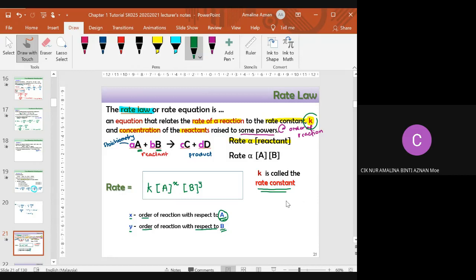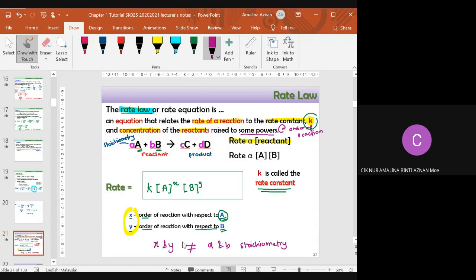Okay, so this rate constant is not the constant from the list of constants that you get in the exam. This is the rate constant that you need to calculate. Note that x and y are not stoichiometry. They are not. x and y are not a and b. a and b, as I mentioned before, are stoichiometry. They are not stoichiometry; they are orders.